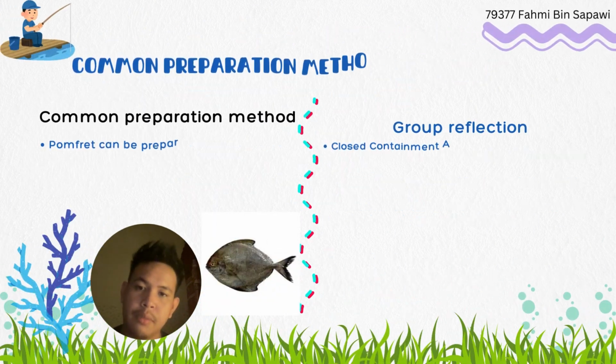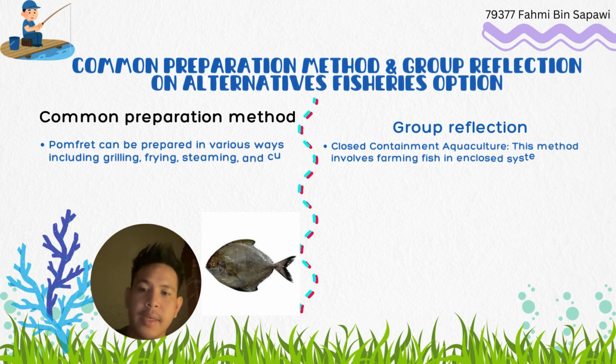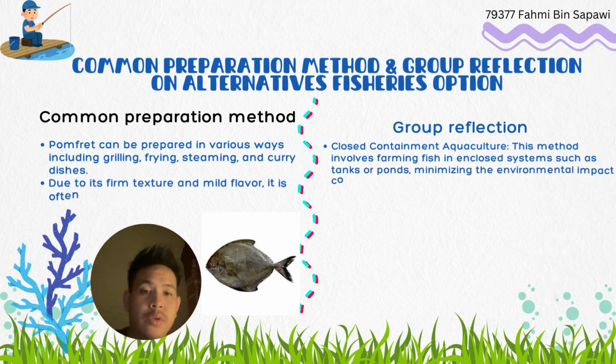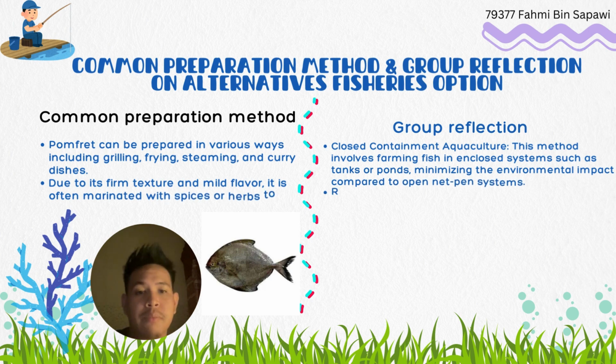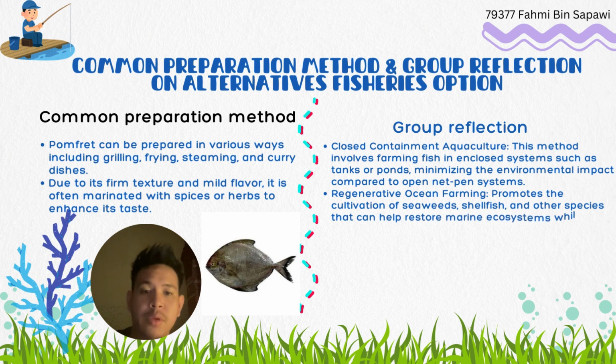For common preparation method, pomfret can be prepared in various ways, including grilling, frying, steaming, and curry dishes. And for the group reflections, closed containment aquaculture: this method involves farming fish in enclosed systems such as tanks or ponds, minimizing the environmental impact compared to open net pen systems.